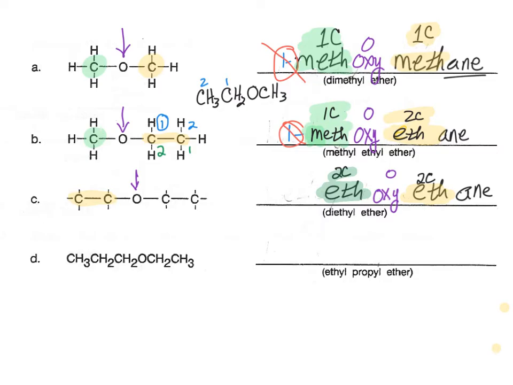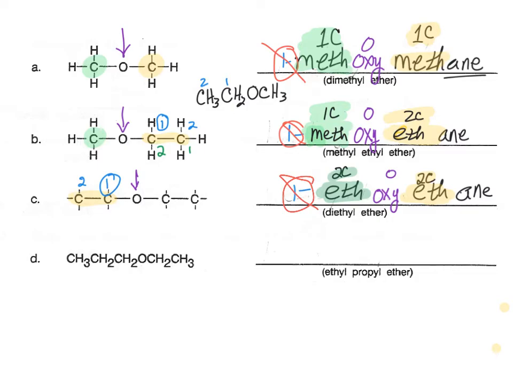Now we need to number the main chain, and we see that this will be again on carbon number 1. So this would be 1-ethoxyethane, but we will not be using the 1 because it could only be on carbon 1, as we saw in the above example. So the whole name is ethoxyethane.